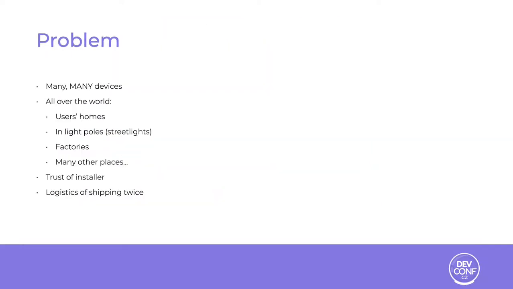So the main problems with both of these approaches are basically you have many devices, because a factory can easily have a couple hundred devices in just one factory. But that's just one example. You could, for example, have it in users' homes, or like smart city in light poles. And again, in both of these cases, you have to trust the person who is installing the actual device with the credentials for the VPN and other information. And otherwise, you have the logistics of shipping the device twice, first to the IT department and then out to the factory floor or the user's home.